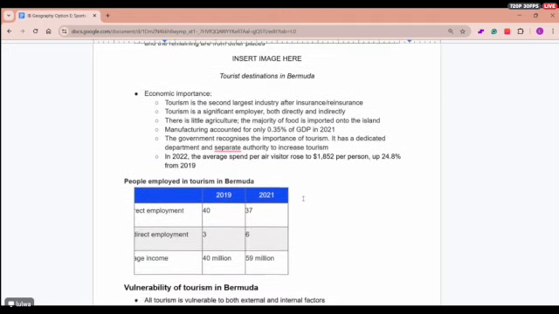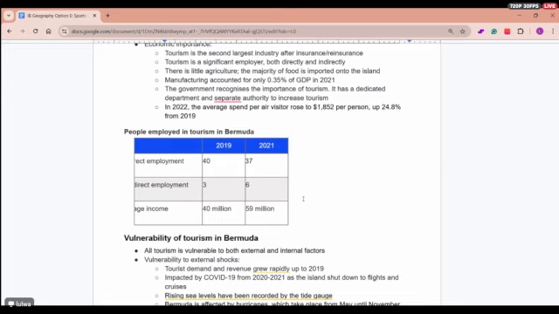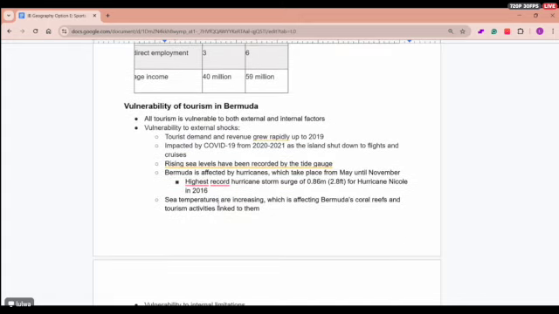So, what is the economic importance? Tourism is the second largest industry after insurance and reinsurance. And there is little agriculture, and therefore the government recognizes the importance of tourism. And in 2022, the average spent per air visitor rose from 2019. So, there is a vulnerability of tourism in Bermuda, however, because it's vulnerable to external shocks because it was, for example, impacted by COVID-19 because the island had to shut down.